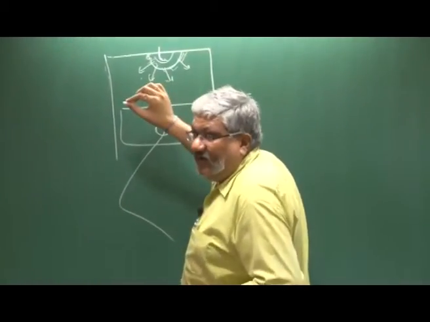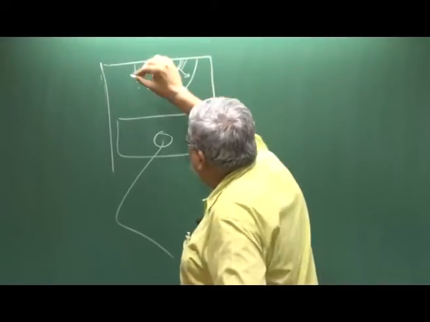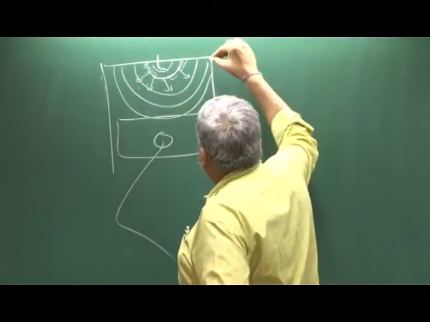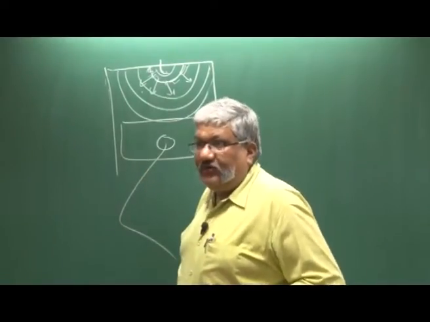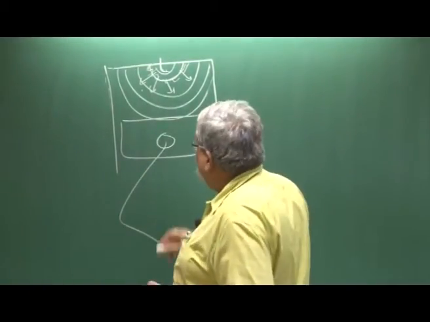Up to when will it propagate? So, it will keep moving. Does it go all the way to the walls? It will not go all the way to the walls. Why will it not go all the way to the walls?